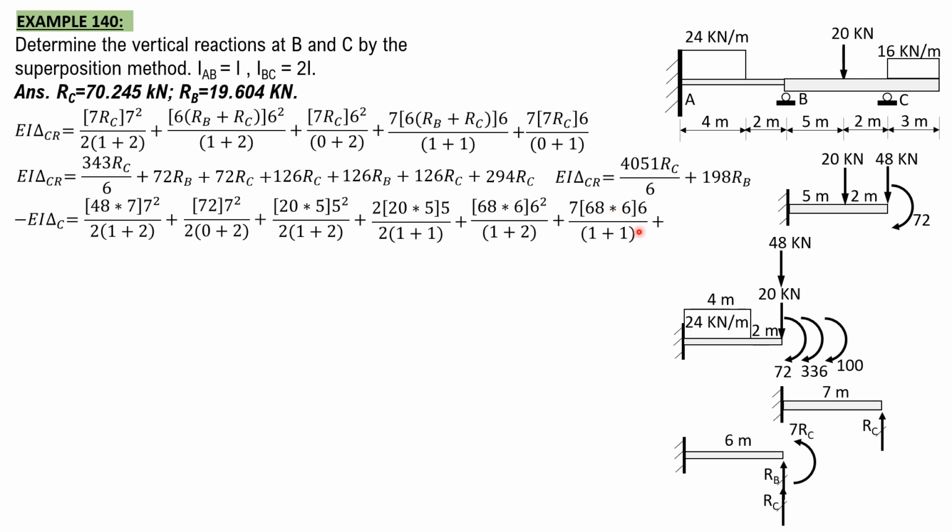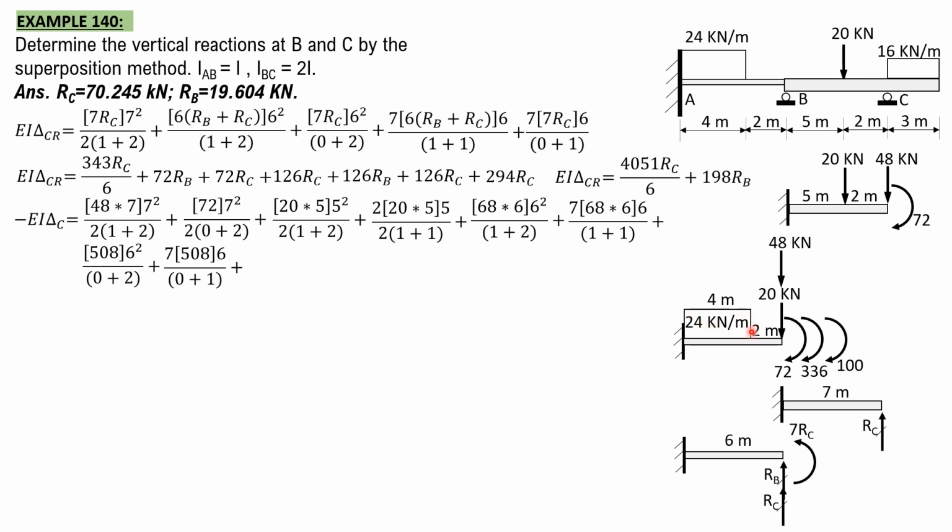Then the length is 6 over 1 plus 1. Then plus the effect of these three couples, deflection at C. So the total magnitude of the couple is 72 plus 336 plus 100, that's 508, times 6 square over 0 plus 2. Then 7 theta of the contribution of the slope of these couples. So 8 times 6 over 0 plus 1. That's the contribution at C.